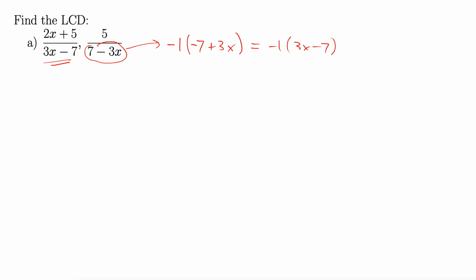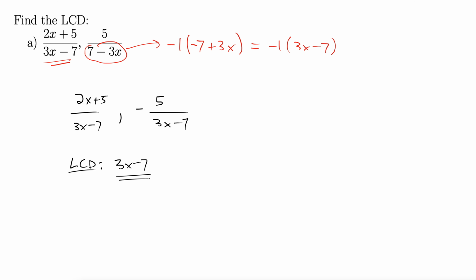So I'm going to rewrite this entire thing. We have (2x plus 5) over (3x minus 7). And now for this other one, I'm going to bring that negative 1 up top, just out to the front like this. How about that? Negative 5 over (3x minus 7). And now we can see that the LCD, you take it from the first one, 3x minus 7, and then you look at the second denominator and say, look, it's already included, so this is all we need, 3x minus 7.